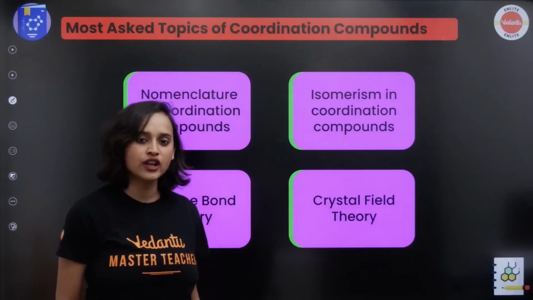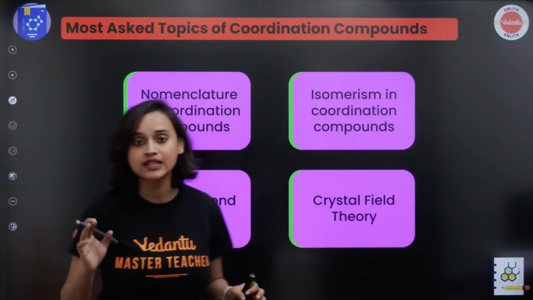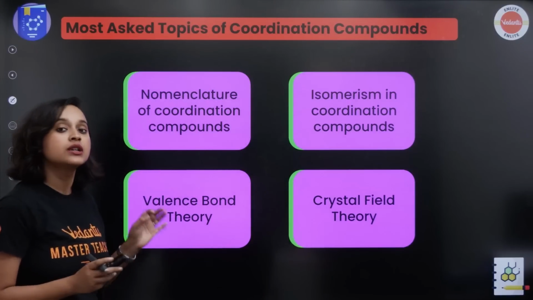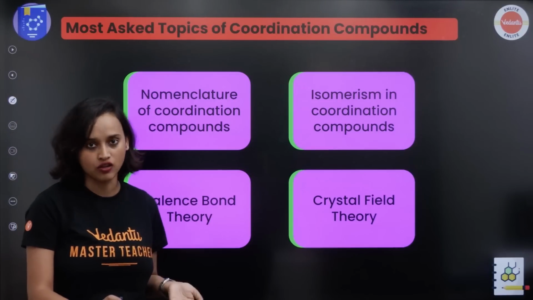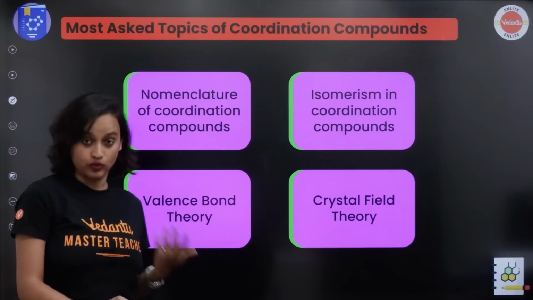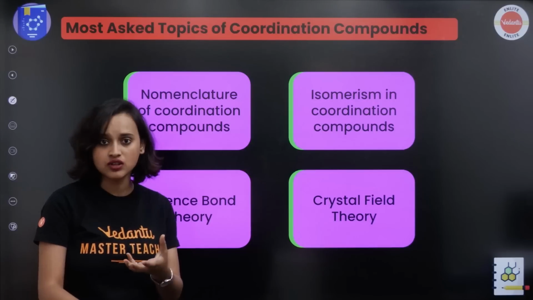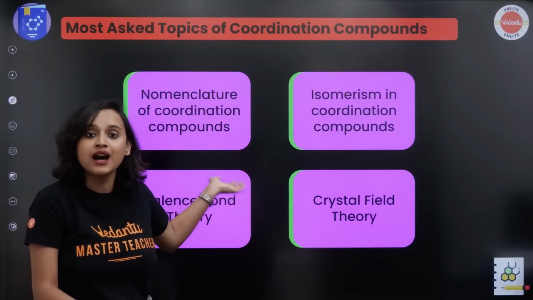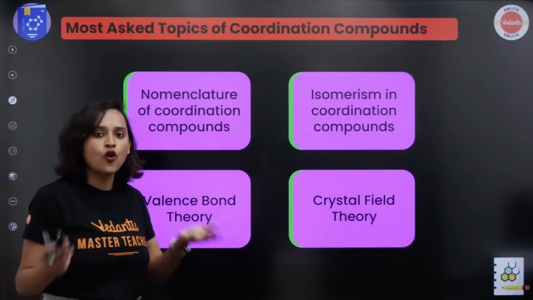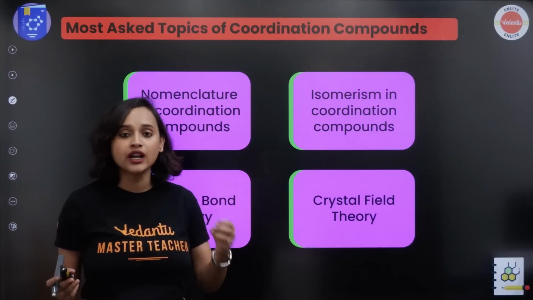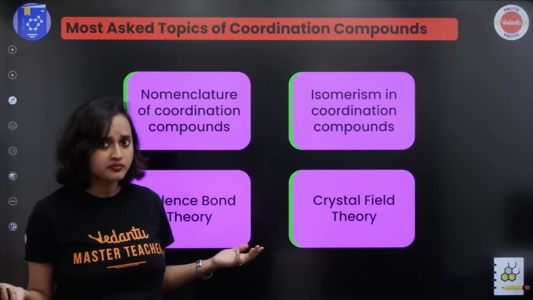Yes? Moving on. Now everybody, the most asked topics of coordination compounds. Just make a note of it, because these are the most important topics and the most scoring ones also. You can't skip them. It's not a hard and bound rule, but I would suggest you don't skip them because these are the sure shot marks that you are going to get. Nomenclature. It's very easy. It's just 4 to 5 set of rules that you have to remember, and in a snap, you can solve the question, isn't it?